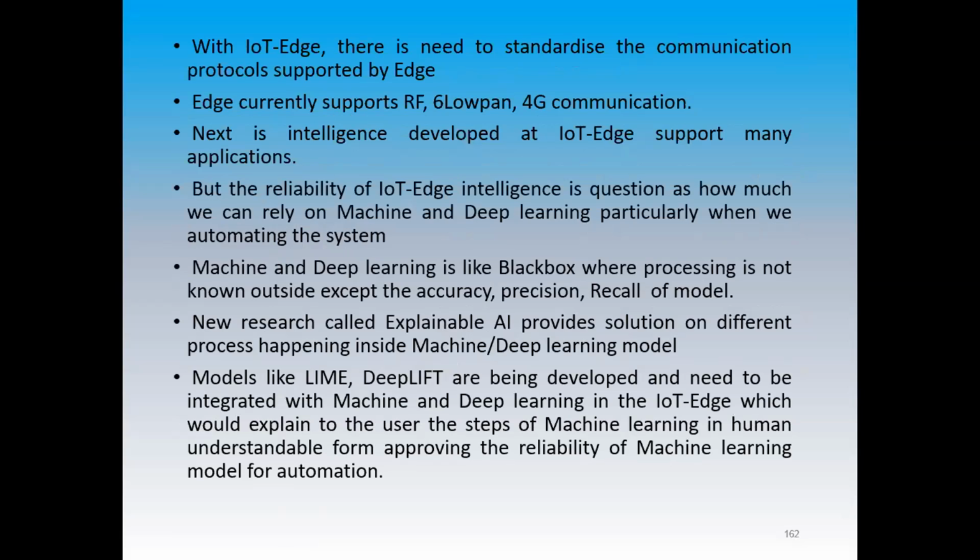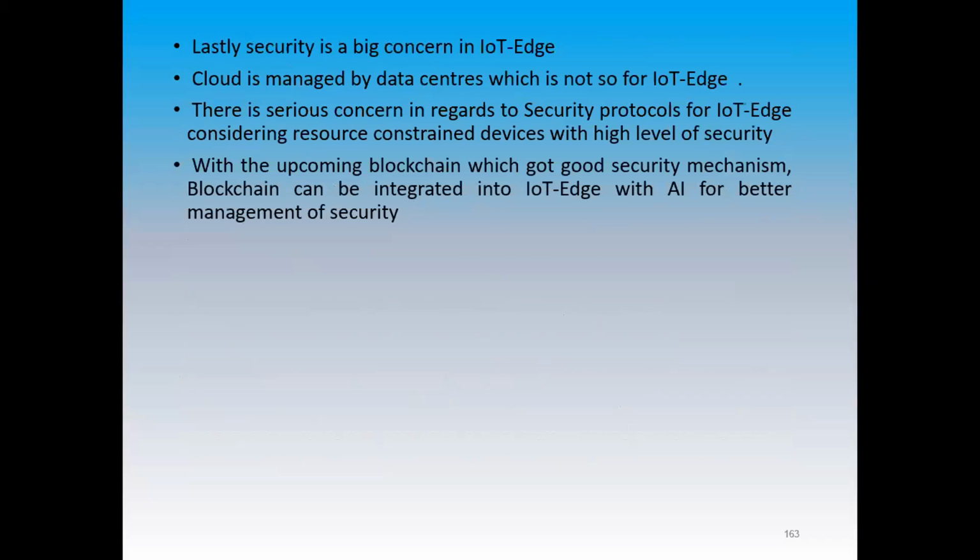Like in healthcare applications. Explainable AI goes in depth into explaining, in a human readable format, what exactly is happening at each and every level, at each and every hidden layer of the neurons. So that is something really coming up, and there are lots of models being used, like LIME and DeepLIFT. Finally, there is the security.